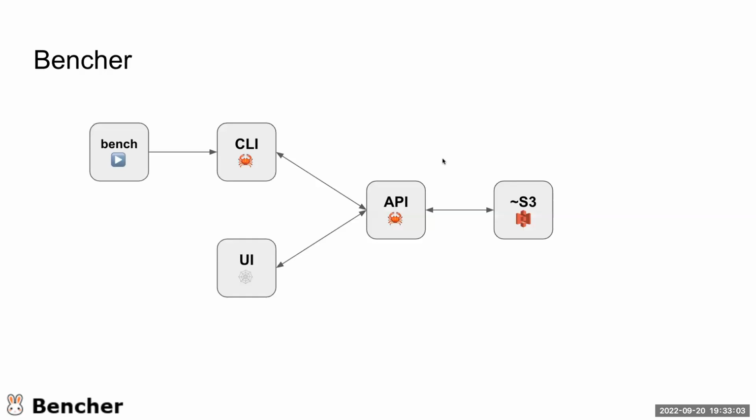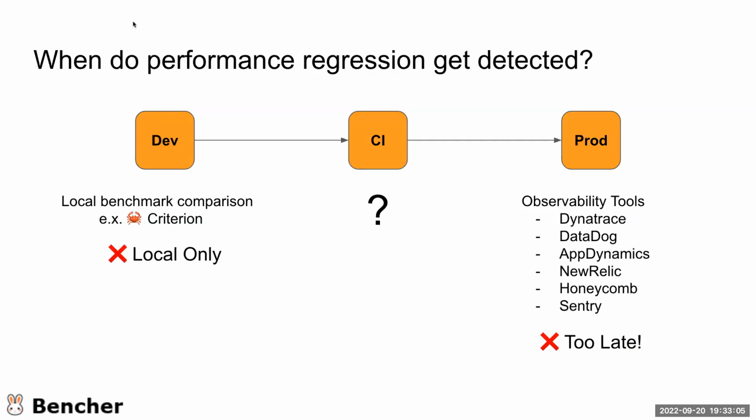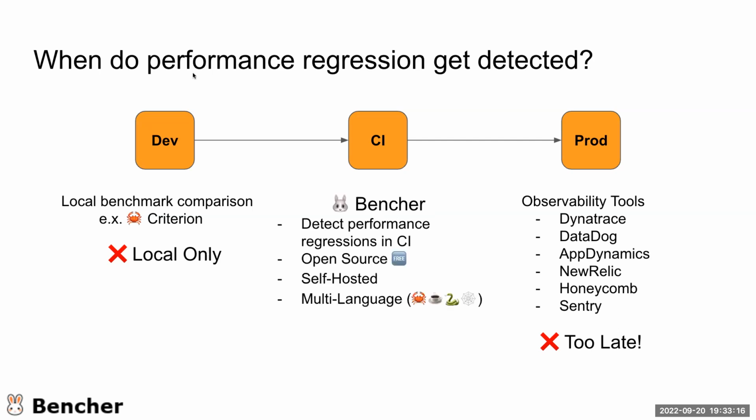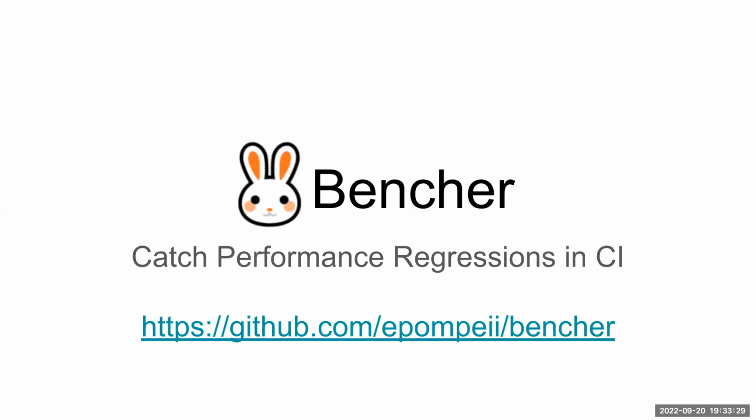And that's the UI. So when do performance regressions get detected? You can do it in dev, manually, local only, or do it in production with unhappy customers, or with Venture, detect performance regressions in CI. It's open source, self-hosted, and multi-language in theory. At this point, it is just a single REST adapter. So yeah, that's it. And thank you guys.